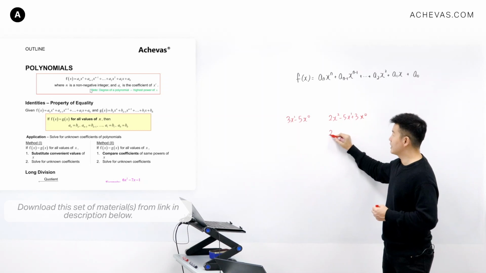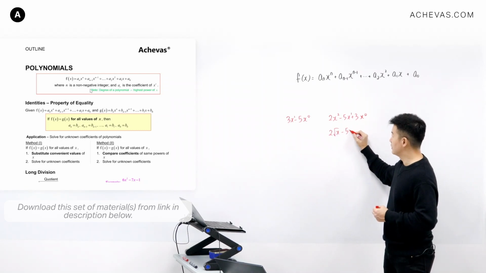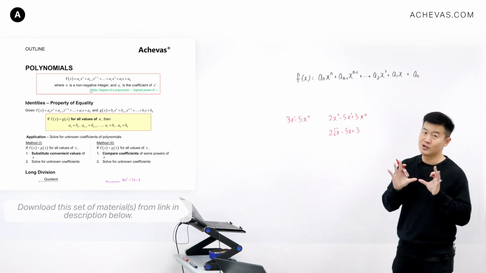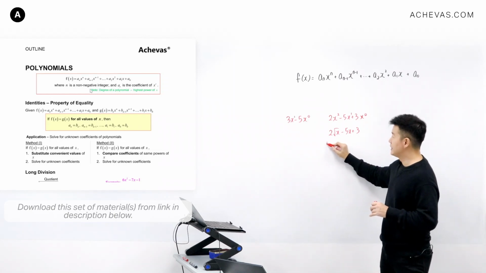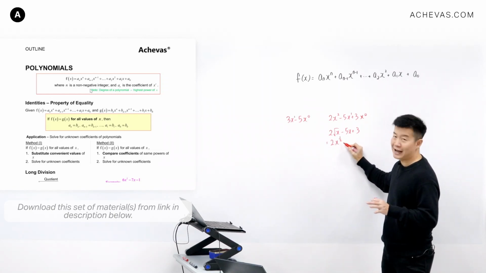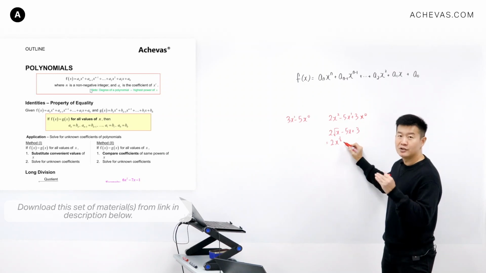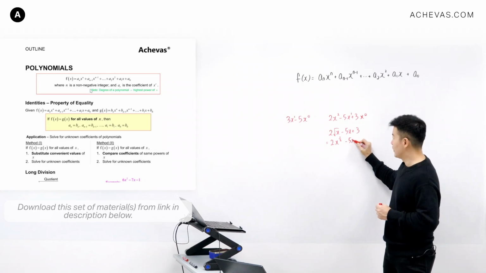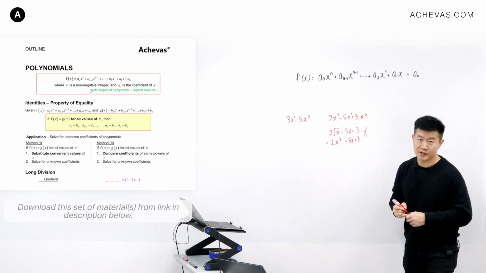But if we are looking at an expression that is like this, okay, this is not a polynomial. Why? Because this has a power of one half, and one half is not a non-negative integer. So this expression here is not a polynomial.